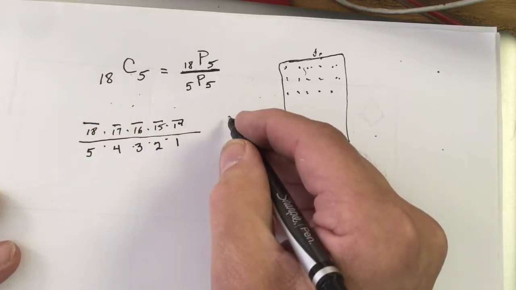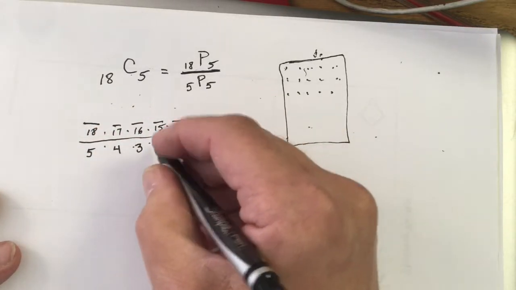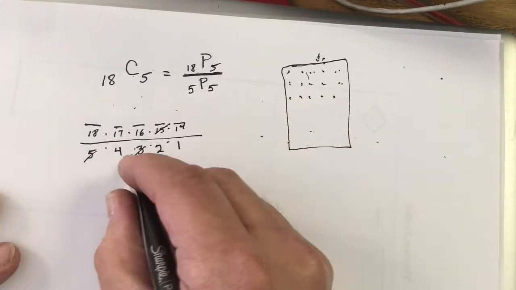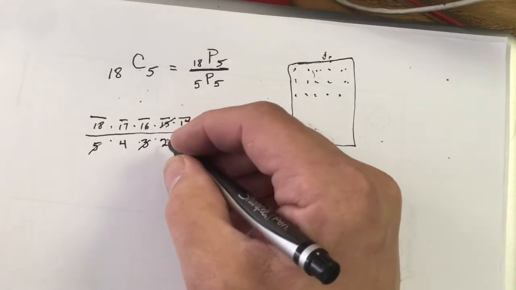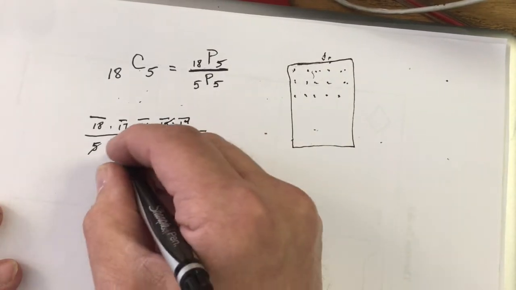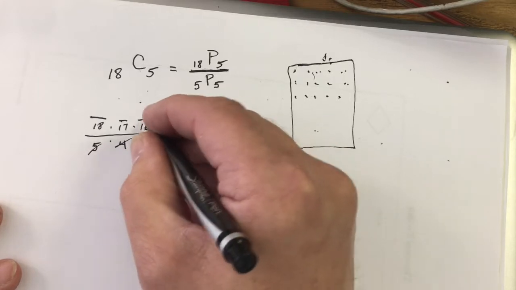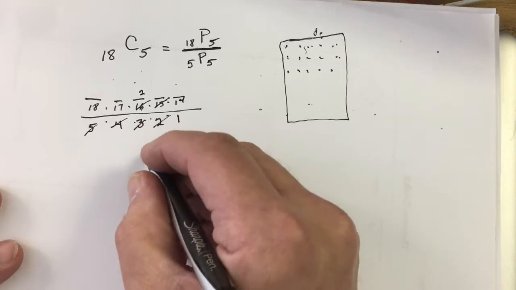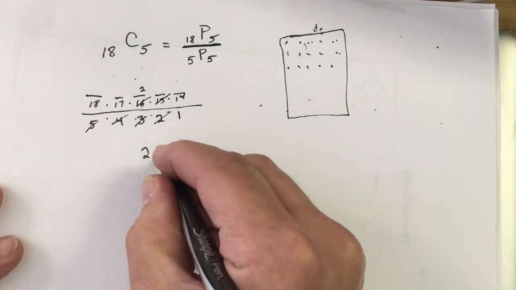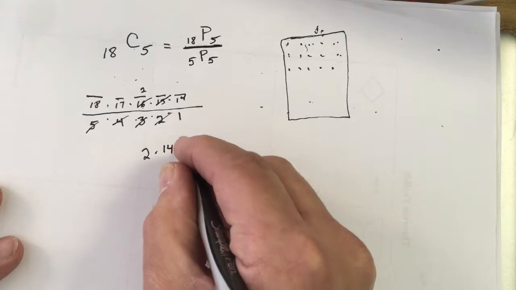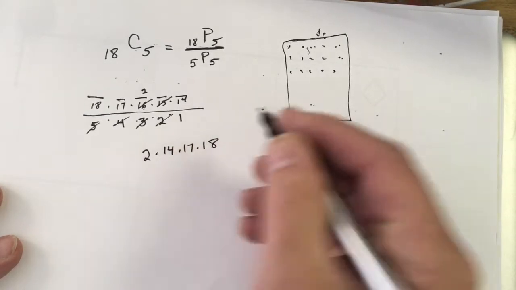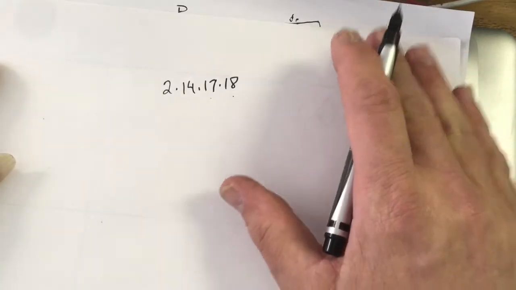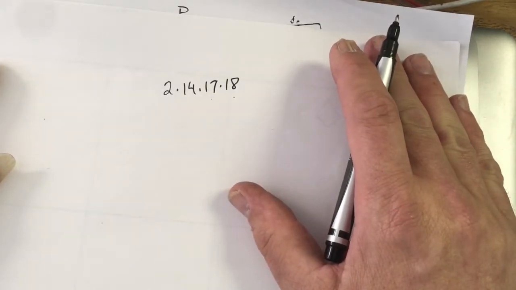Now, before we go ahead and multiply these numbers together, let's just quickly take away factors. 5 times 3 is 15. 15 divided by 15 is 1. 2 times 4 is 8. 16 divided by 8 is 2. So when I reduce this, this number becomes 2 times 14 times 17 times 18. That's the number of ways I can choose 5 balls out of 18 where order doesn't matter.